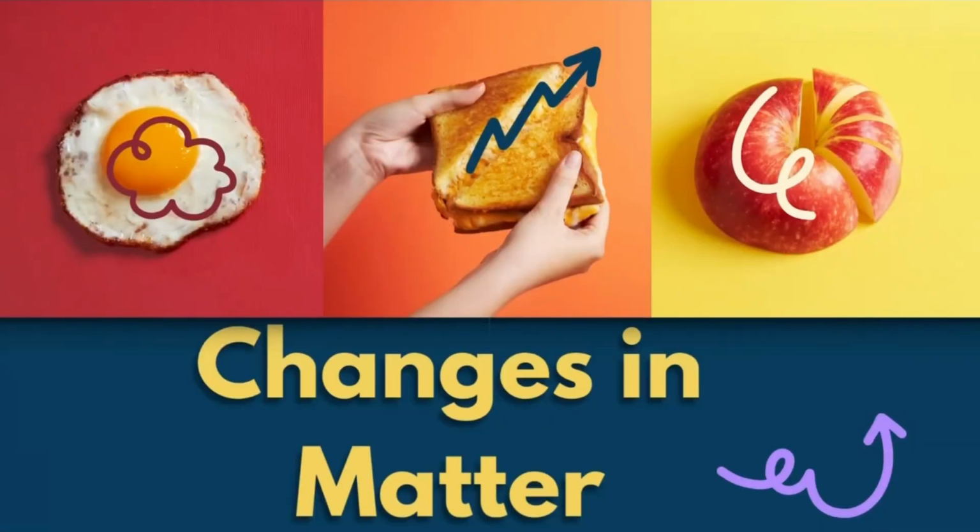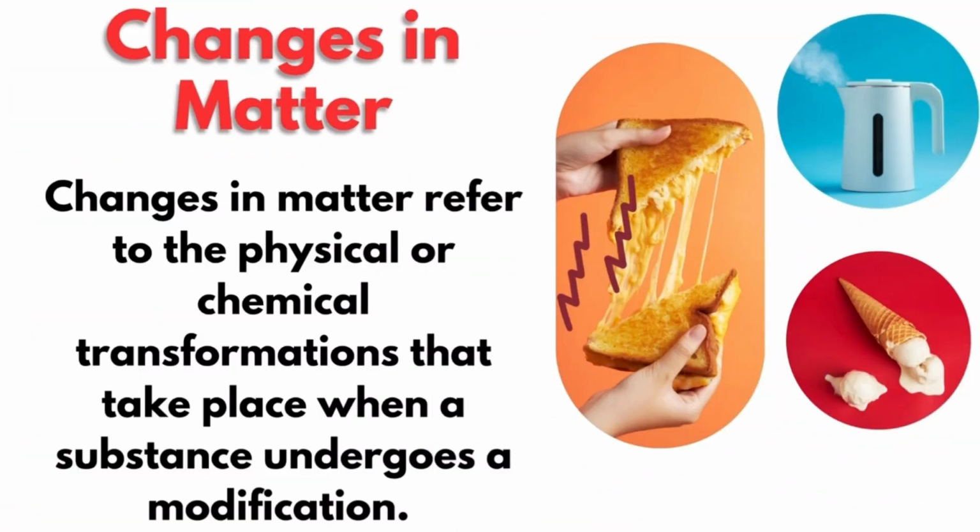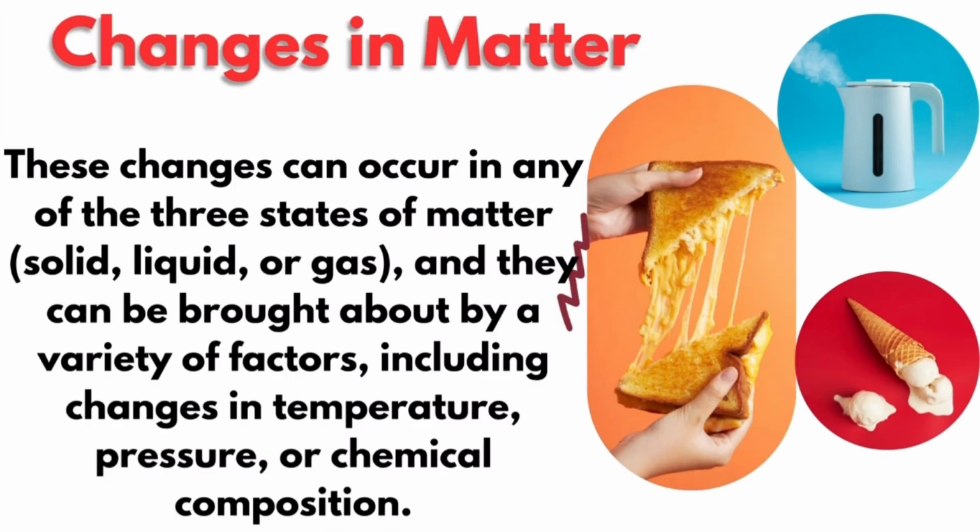Changes in matter. Changes in matter refer to the physical or chemical transformations that take place when a substance undergoes a modification. These changes can occur in any of three states of matter: solid, liquid, or gas, and they can be brought about by a variety of factors including changes in temperature, pressure, or chemical composition.